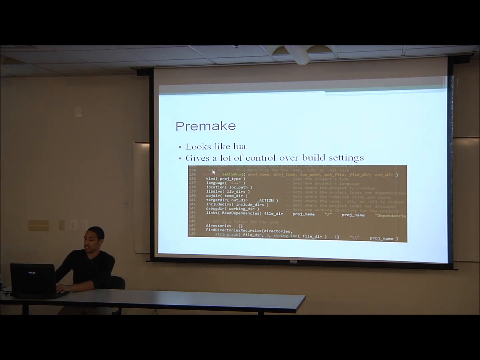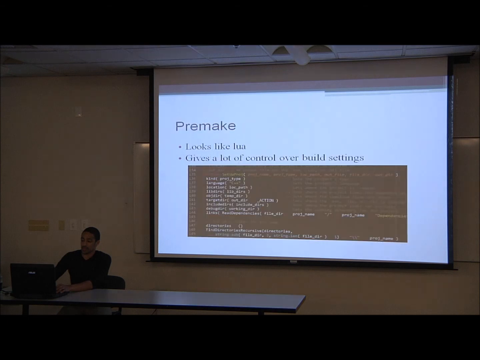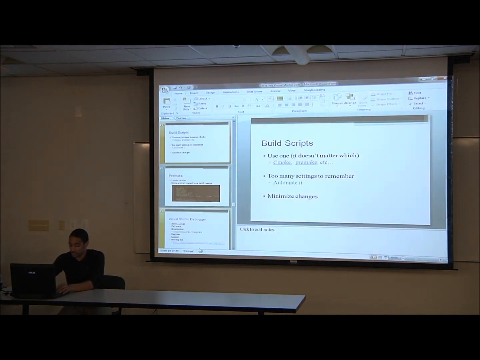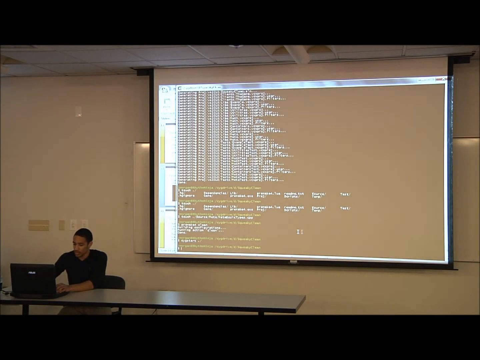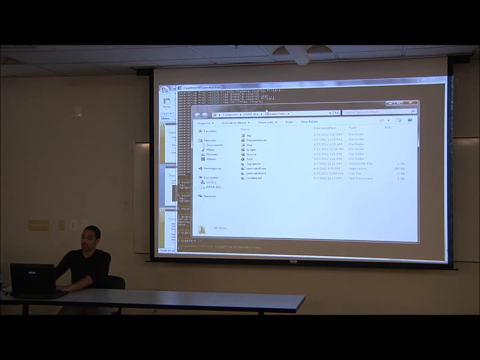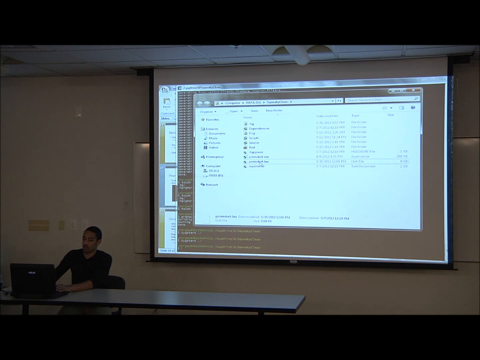So here's an actual example from the build script I use, where you can do things like specify the type of the project, the language. You can specify where everything goes and how dependencies work. So it's pretty simple to use and it's pretty powerful. So let's go to that. So basically, we saw my directory before. I have the Premake here.